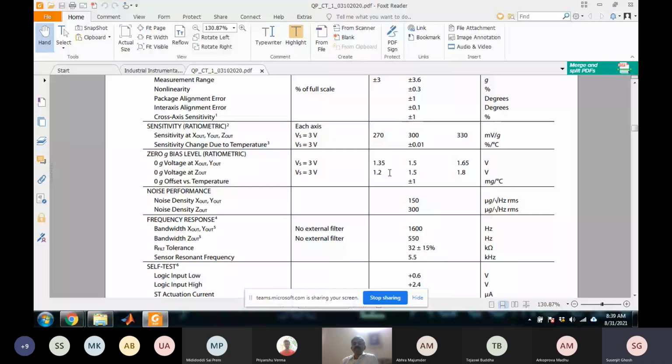Okay. This is the sensitivity to the measured input. So the measured input range we have already seen is from minus 3.6 to 3.6. Now.